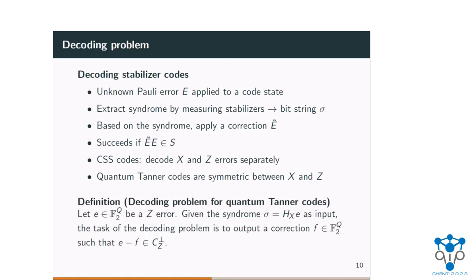Okay, so this is just a more formal statement of everything that I just said. We're given some error, which we take as an element in F2 to the Q. This is just telling us the locations of where this Z error has occurred. But we're only given the syndrome of this error. And remember, that's obtained by this matrix-vector multiplication. So that's our input to our decoder. And we want to output a correction, F, that is equal to E up to a stabilizer generator.